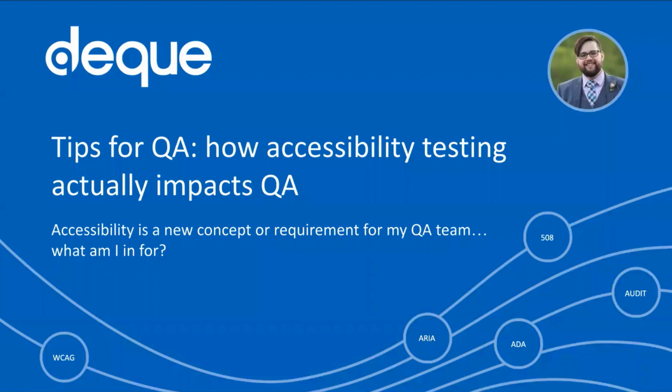How does accessibility testing affect QA? How does this affect my team? Maybe I'm a QA tester or manager or automation engineer. Accessibility is a new requirement for my team. I'm curious to know what I'm in for, right? So that's what today is all about: how does this impact QA? What are my options for tooling and access and resources so that my team can start doing accessibility testing as part of what we're doing already, to gain efficiencies and consistency and sustainability of the program? So that's what we're really going to be talking about today.